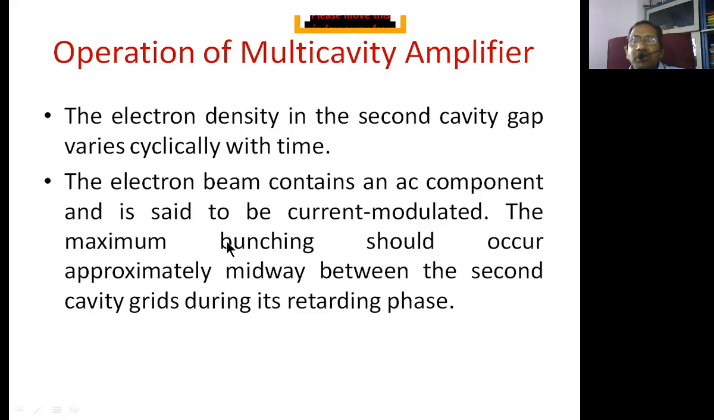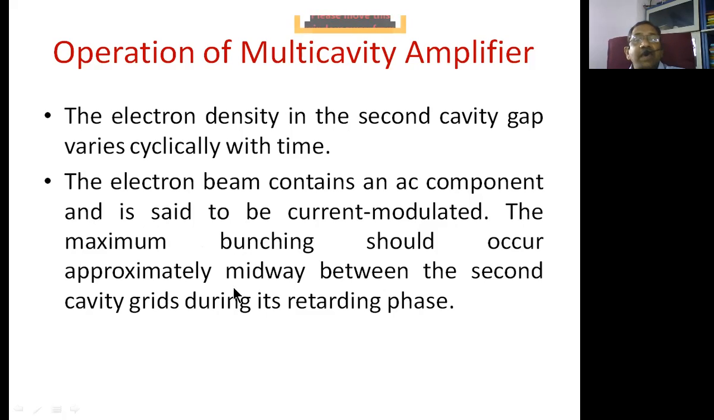Why is it an AC component? Because the bunches which are forming in the drift space are forming in an AC signal fashion, and the beam is said to be current modulated. That means here the electron beam contains AC components and is called current modulated in the buncher and the catcher cavity.